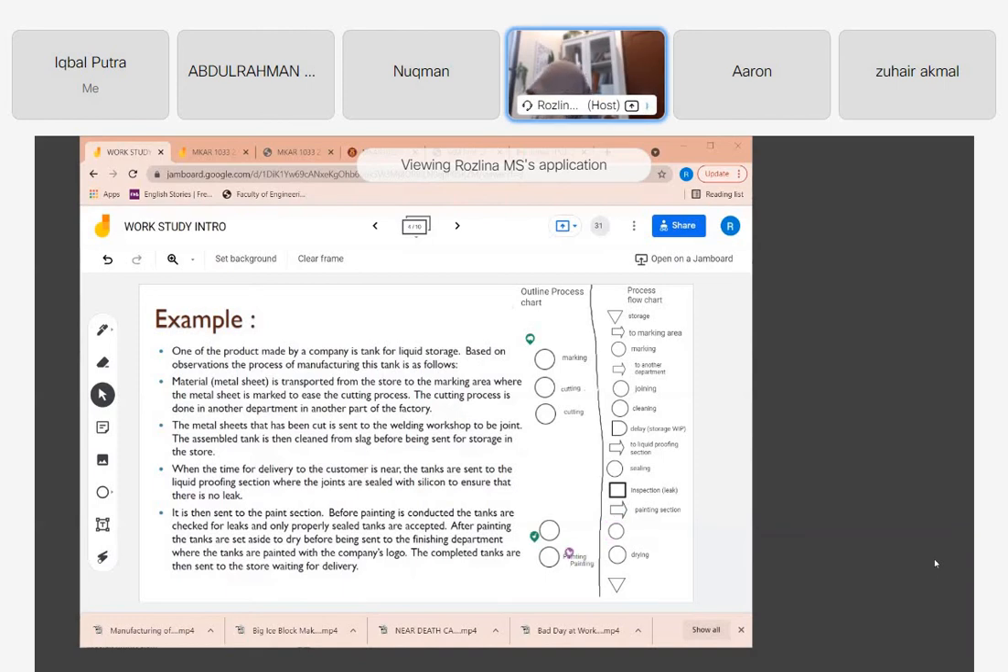Then dry, okay, dry. Then go to the finishing. Then you have to go to the finishing department after drying. Okay, finishing, good. And then you do what? You paint, painting logo. Okay, you paint the logo. And then you go to store and then storage. Just one.